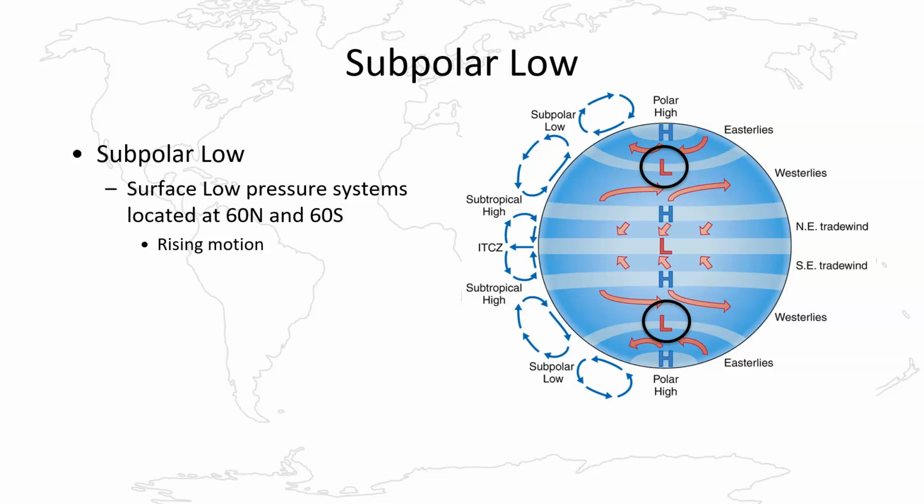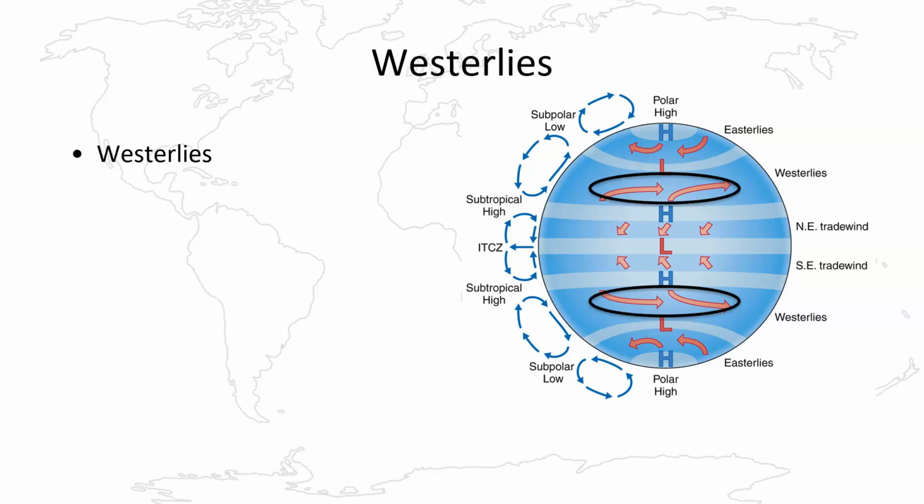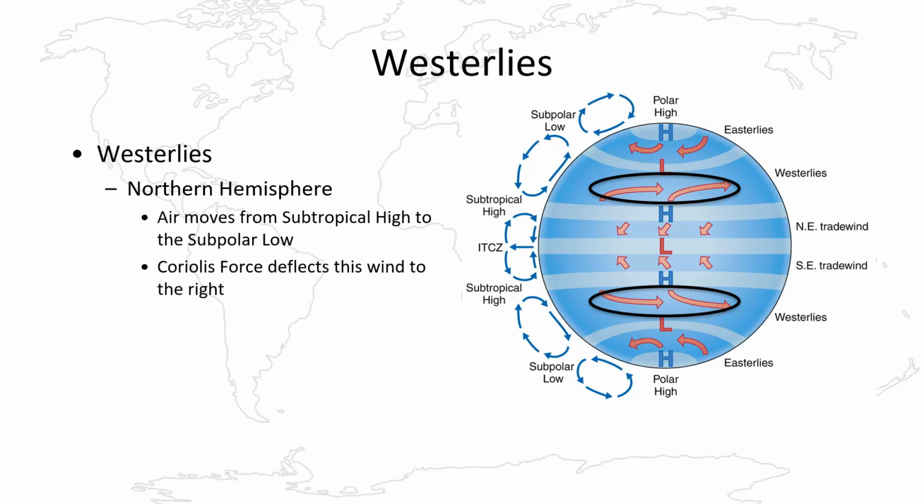Now that we have the subtropical high and the subpolar low, we can fill out the winds that occur between them. In the northern hemisphere, air is going to want to move from the subtropical high to the subpolar low, but Coriolis is going to deflect the winds to the right relative to motion. Now that we're far enough away from the equator, we can get a full deflection. And so we call these the westerlies because they're out of the west.